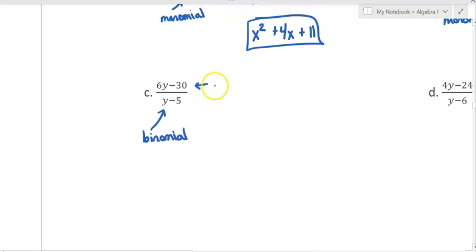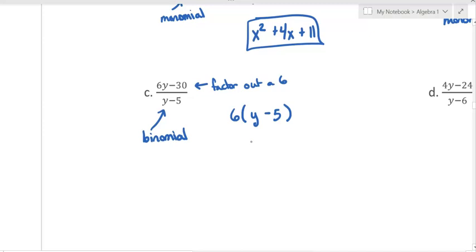undistributing. So look at what the 6 and the 30 have in common, okay? They both have a 6. So you can do what's called factoring. So you can factor out a 6. Basically, you're undoing the distributive property. So if you pull the 6 out, you would have y. And then think about what would need to be here so that when you multiply by 6, you get back to this minus 30. This would need to be minus 5.